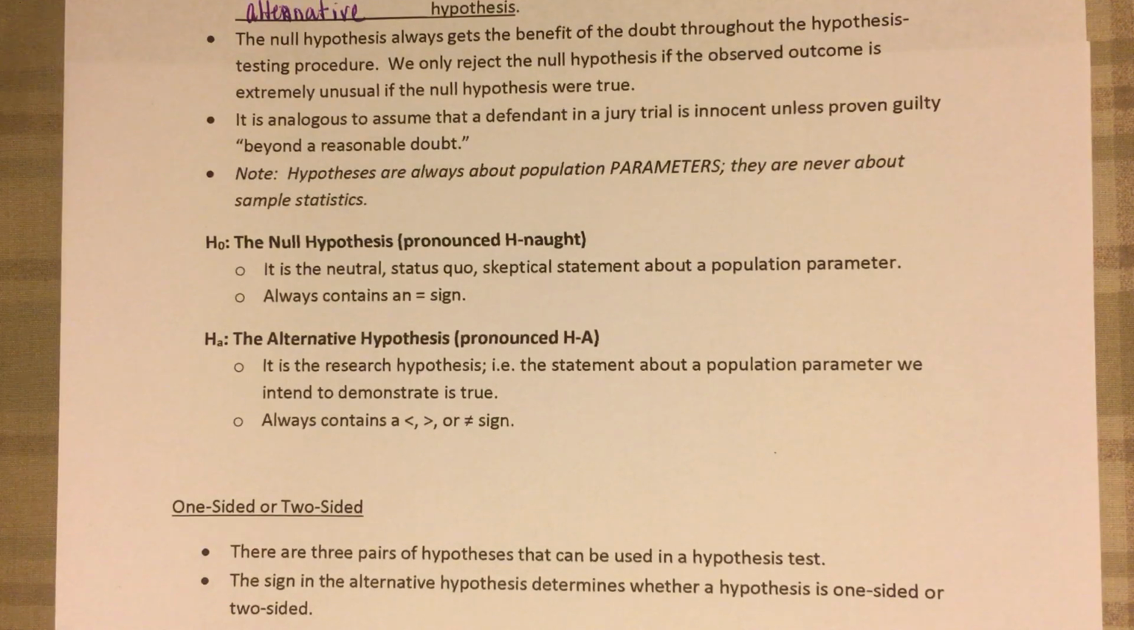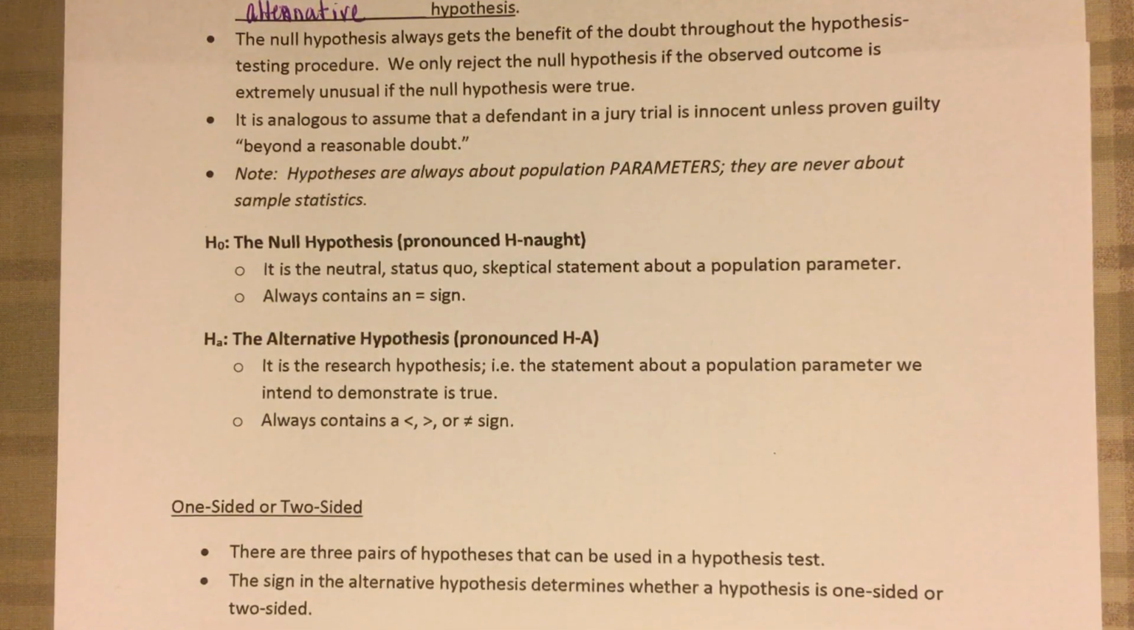All right, so our hypotheses, as I've already mentioned, they come in pairs. So our null hypothesis is our H naught, or our H with a subscript of 0. It is our neutral, it is our status quo. It is the statement that is getting the benefit of the doubt, that we are assuming it's true unless we prove otherwise. Our null hypothesis always has an equal sign in our statement.